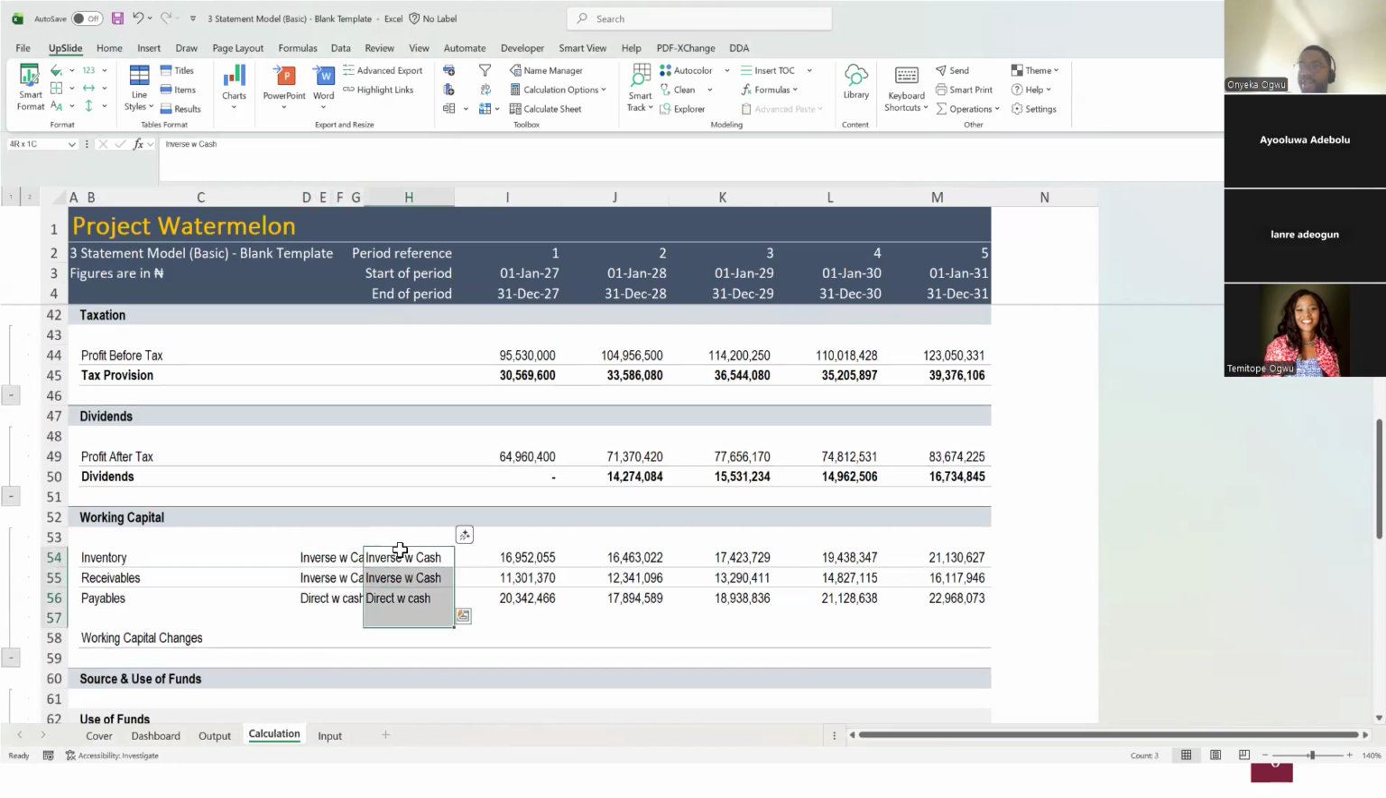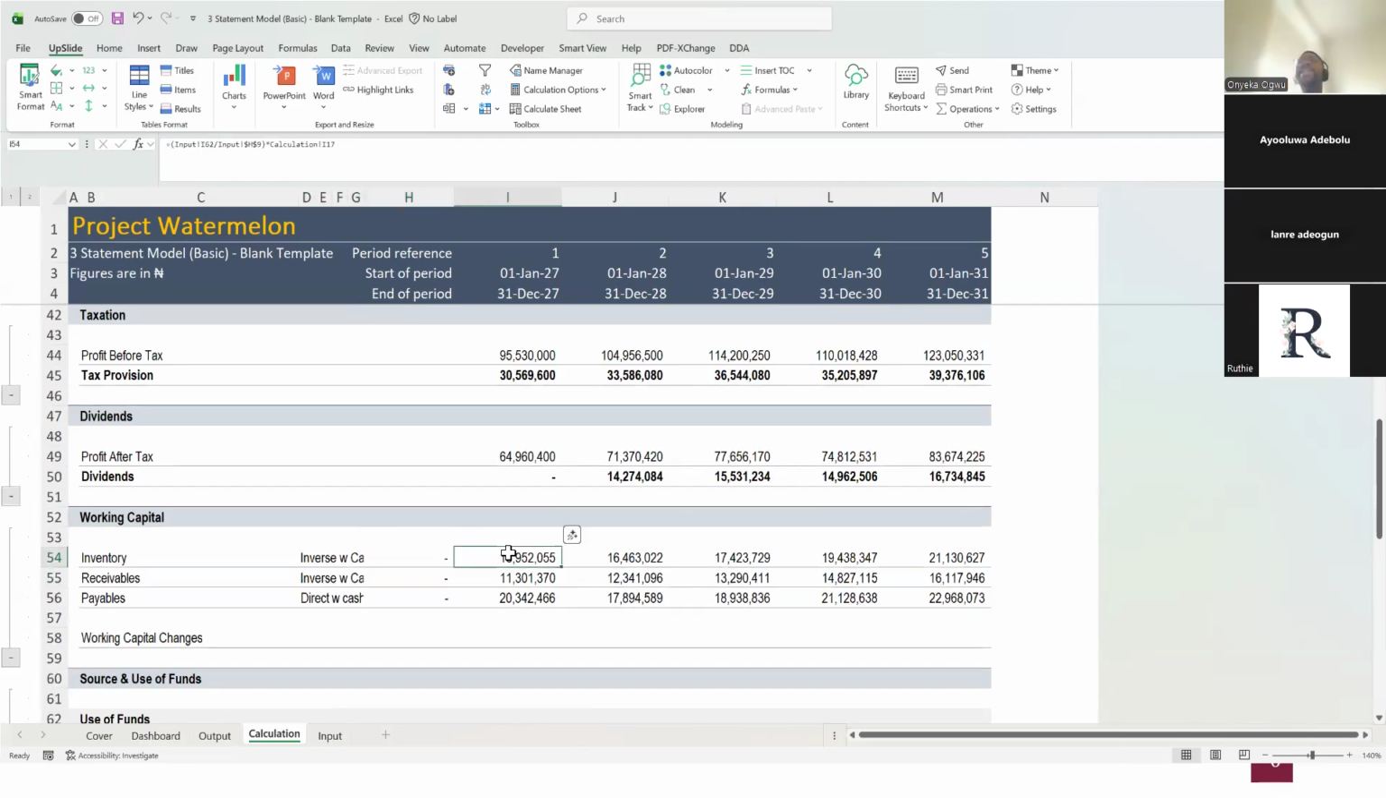So for year one, we assume this is 0, 0, 0, right? Inventory was 0 in year 0 and it's now 18 million in year 1. Does the inventory go up or go down? I mean, does the cash go up or go down, from 0 to this? Inventory is increasing. Is cash going up or going down? Going down. Remember, inventory is inverse, right?